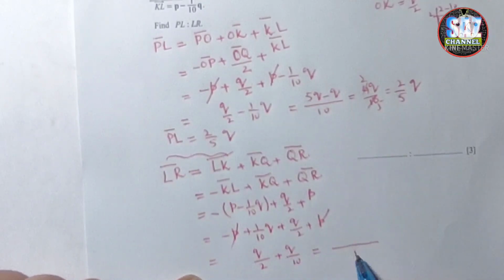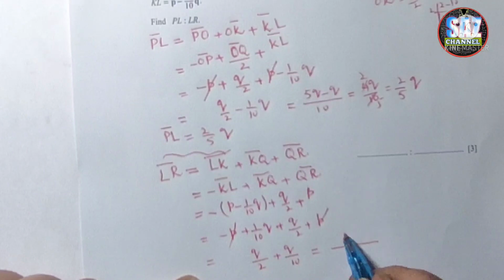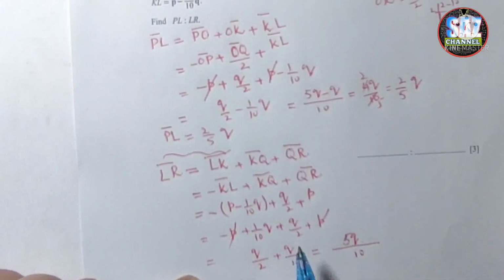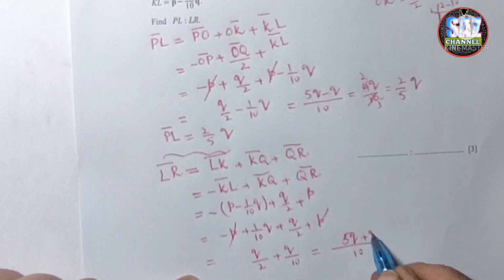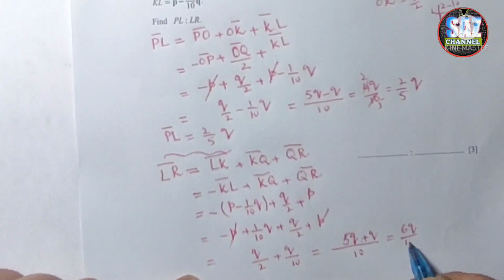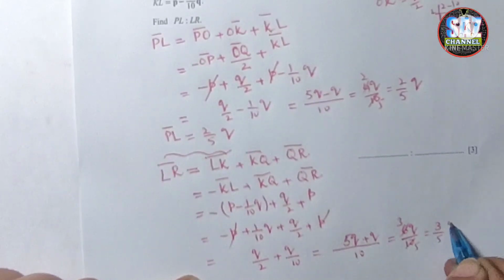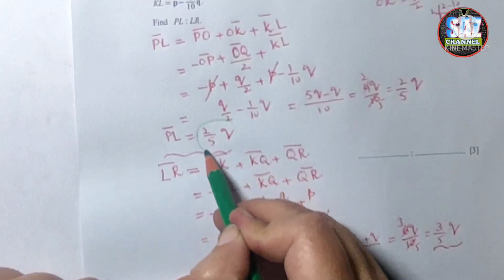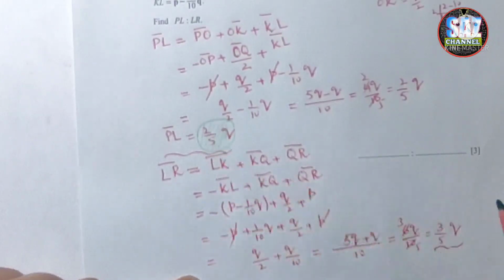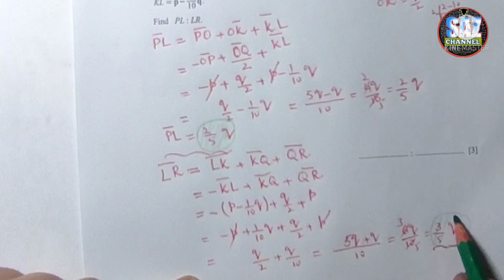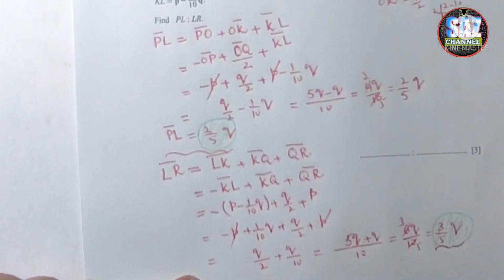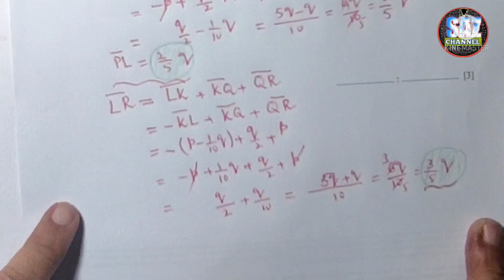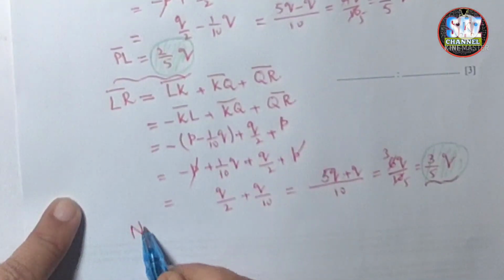Again the LCM will be 10: 2 fives are 10, so 5Q plus 1 more Q, which equals 6Q by 10, and 2 threes are, 2 fives are, so this is 3 by 5Q. Now we have the answers: PL is 2 by 5Q, and LR is 3 by 5Q.